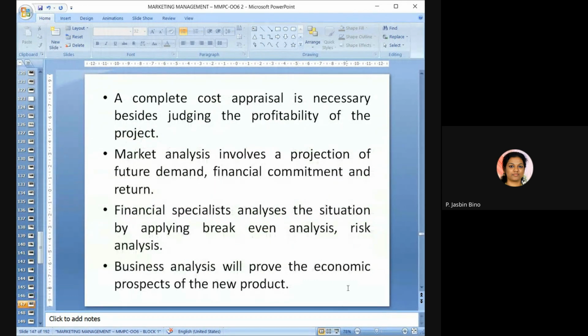So the complete cost appraisal is also necessary, besides just judging the profitability. So normally the company will be thinking, will the consumers accept this product? They'll be thinking, will it meet the needs and wants of the customers? The next thing is, will it bring profit to the company? That is the main thing the company will be keeping in mind. So this market analysis normally involves a projection of future demand, financial commitment and return. So financial specialists will be analyzing the situation by applying break even analysis, risk analysis, etc. So this will prove the economic prospects of the new product.